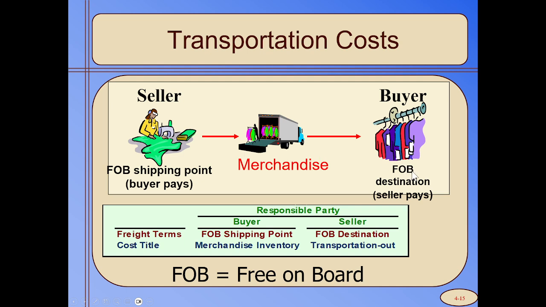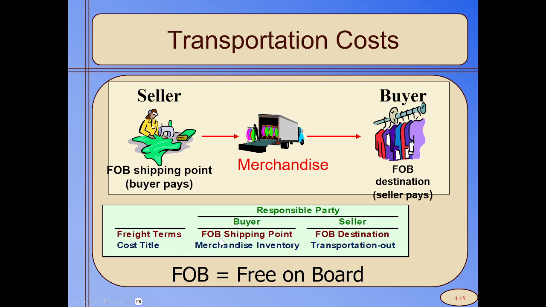The FOB terms determine when title passes and who pays the transportation cost. FOB stands for free on board. If the shipping terms are free on board shipping point, that means that the ownership transfers from the seller to the buyer when the seller provides the goods to the carrier. It also means that the buyer will pay the transportation cost.